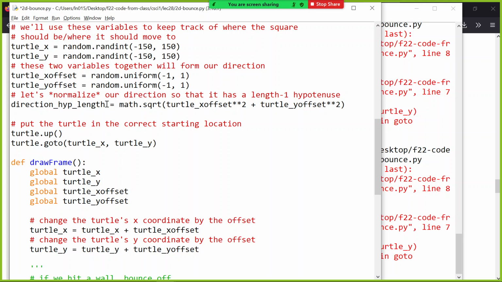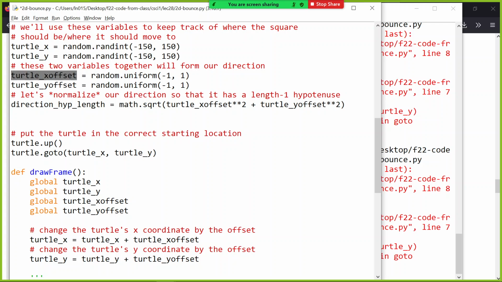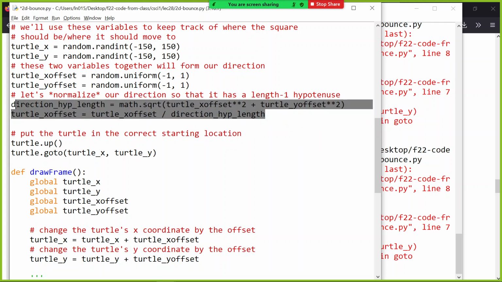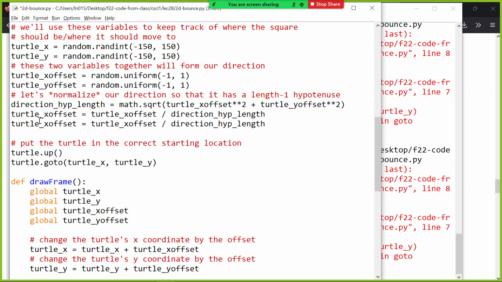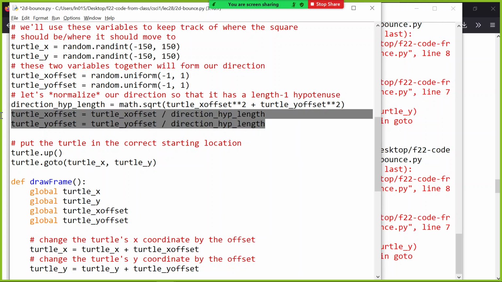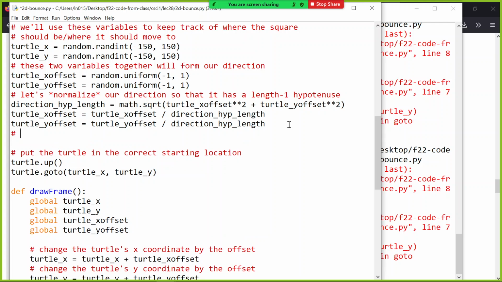If we'd like it to be 1 no matter what, we can just divide the x offset and the y offset by its current length. That will force it to be 1 if you try to do the calculation again, right? So let's do that. Let's change the x offset to be whatever it was divided by this length. All right, that'll force it to be length 1 now. Same for the y offset. Let's divide it by that current length of our hypotenuse so that now it becomes 1. Right? The hypotenuse is 1.